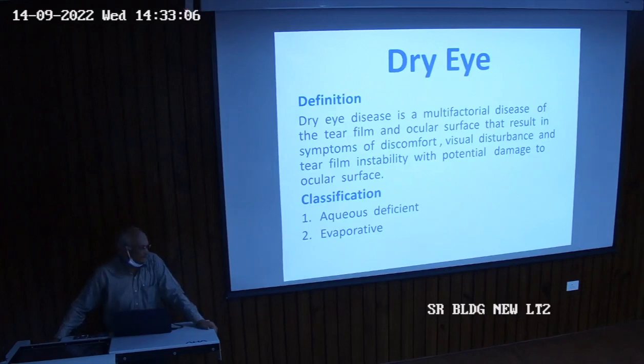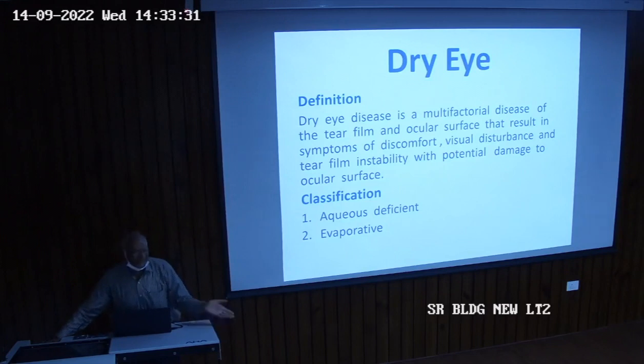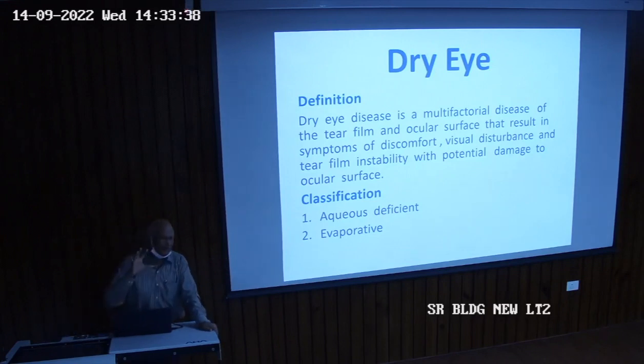That is the definition. If we ask you the definition, you have to write this: dry eye disease is a multifactorial disease of the tear film and ocular surface that results in symptoms of discomfort, visual disturbances, and tear film instability with potential damage to the ocular surface. It gives blurring of vision, ocular surface damage, conjunctivitis, redness, watering, irritation, all that, or many times easy discharge. That is the multifactorial disease called dry eye.